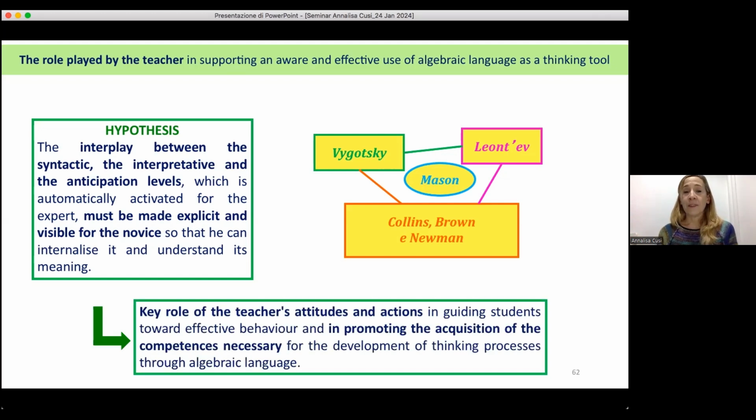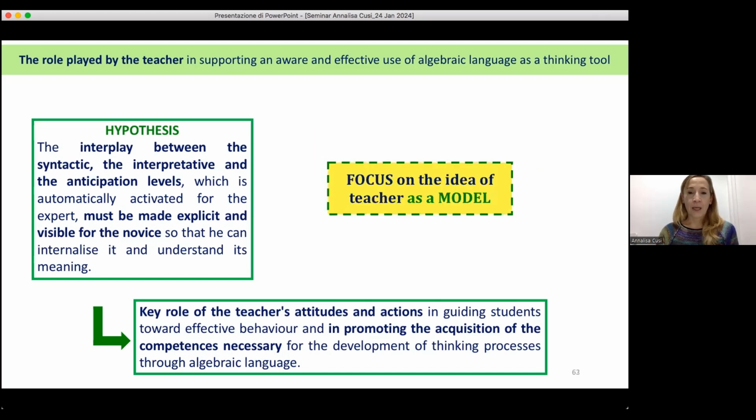And so the attitudes and the actions developed by the teachers play a key role in guiding students toward the interiorization of all these aspects and in promoting the acquisition of these competencies. And in particular, I focused on the idea of teacher as a model.